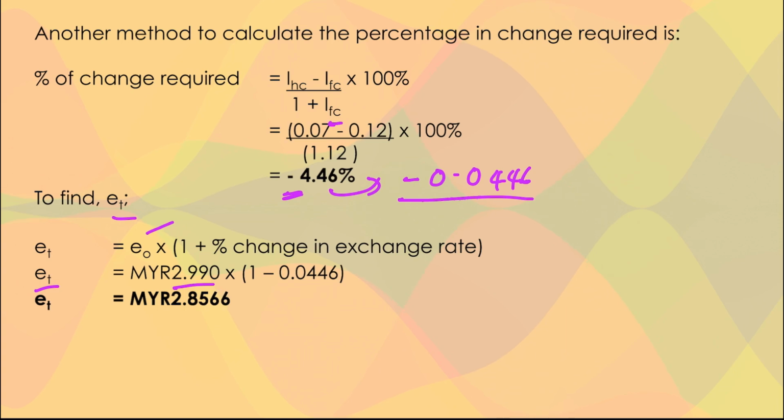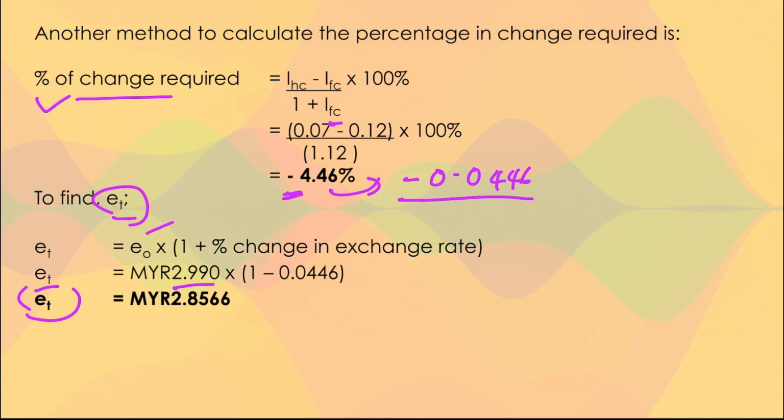So you have two ways to calculate the spot rate and also the percentage change required. In the first method, you find Et first and then calculate the percentage change required. For this method, you find the percentage change required first and then you find the future spot rate. The answer would be the same.